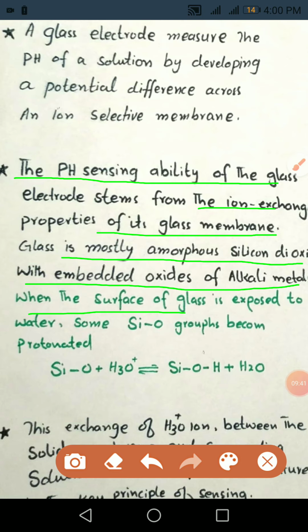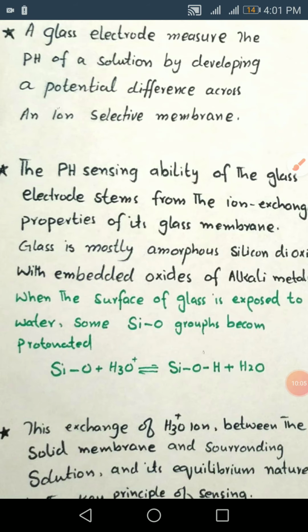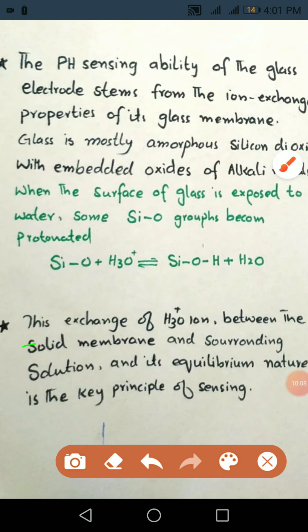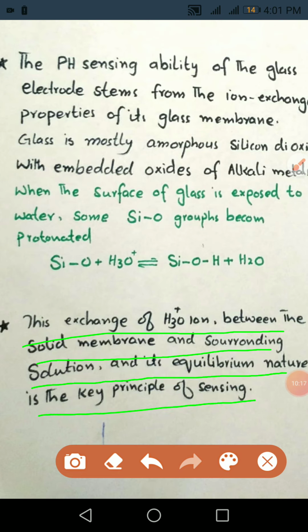When the surface of glass is exposed to water, some of the SiO- groups become protonated: SiO- plus H3O+ forms SiOH, protonated, plus H2O. This is the basis of the ion selective adsorption of that glass membrane, right? So this exchange of H3O+ ion between the solid membrane and surrounding solution, and its equilibrium nature, is the key principle of sensing. That's how a glass electrode senses H+ ion or any other alkali ions, right?